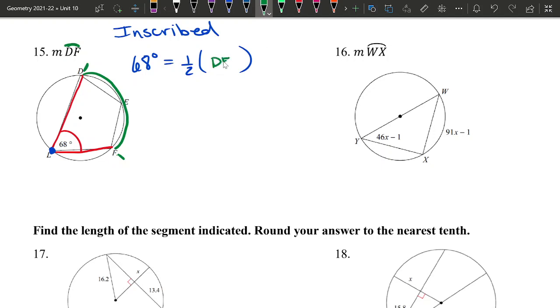Alright, so if I'm solving for arc DF, 68 degrees equals half of DF, so then I just multiply it by 2. The 2 and the half cancel. 68 times 2 is 136 degrees. So 136 degrees equals the measure of arc DF.